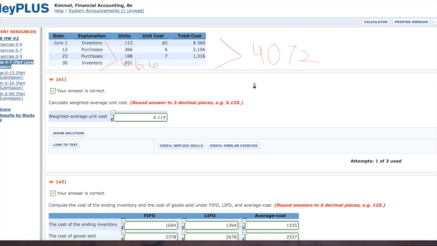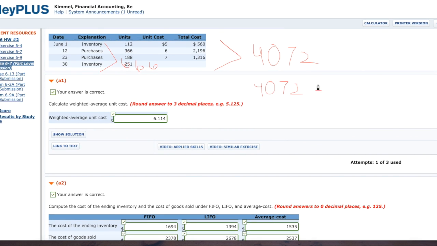Then to solve for the weighted average unit cost, we're just going to divide 4072 by 666. And that will bring us to 6.114.